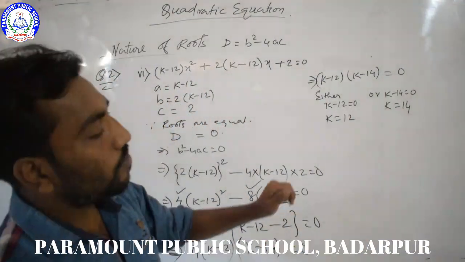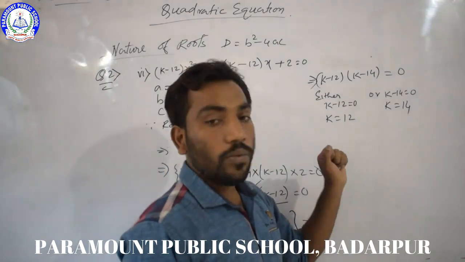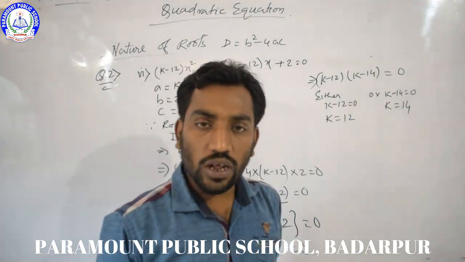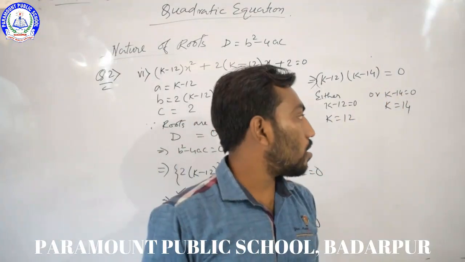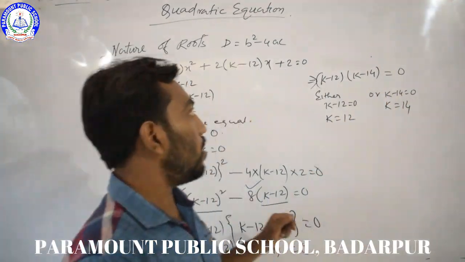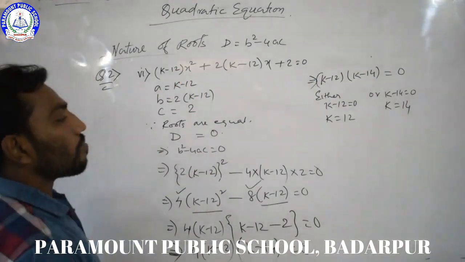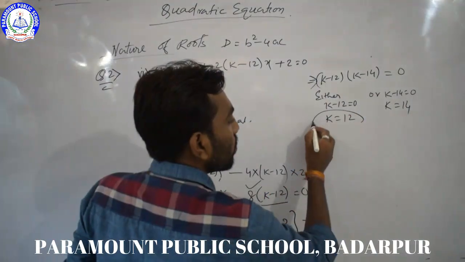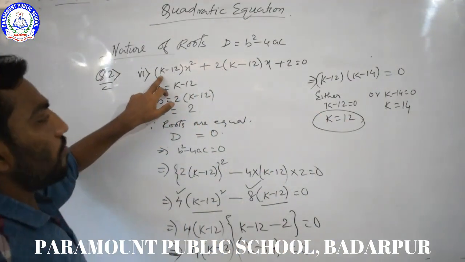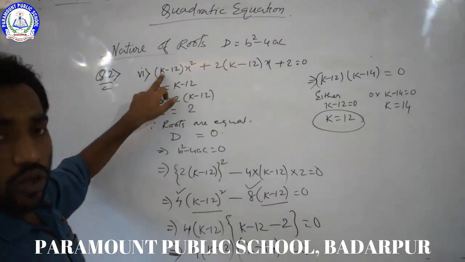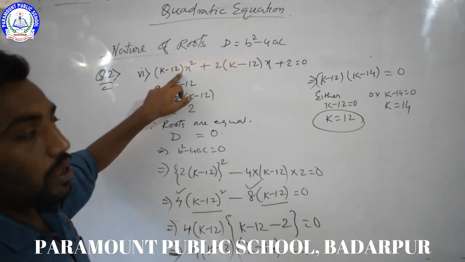But student, we are getting two values of k. One is 12 and another value is 14. So do both the given k values satisfy the given condition? Let us check it. First of all, let us take the value of k equal to 12. So if I put the value of k as 12 here, it becomes 12 minus 12, which is nothing but 0.